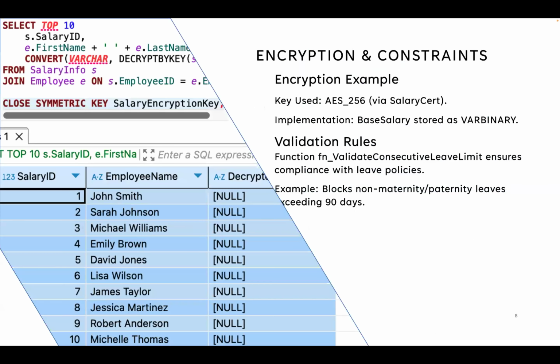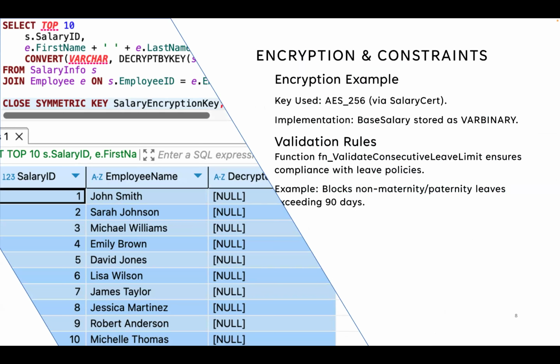Moving on to the encryption and constraints, we implemented salary encryption using the AES-256 standard. It stores salary data as encrypted binary and also utilizes a symmetric key. This extra layer of protection ensures compliance with data privacy standards.